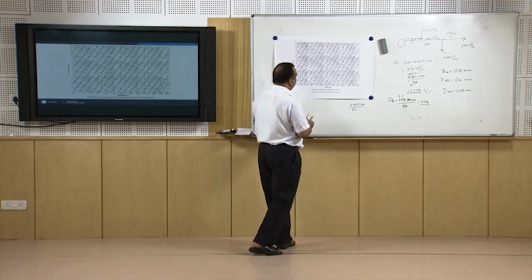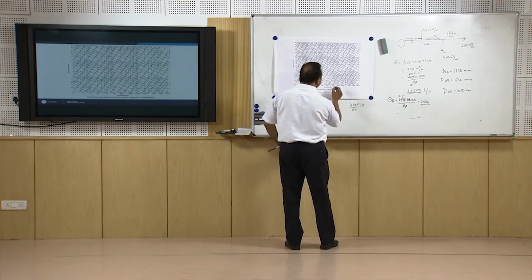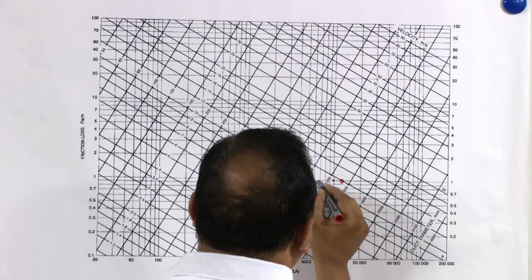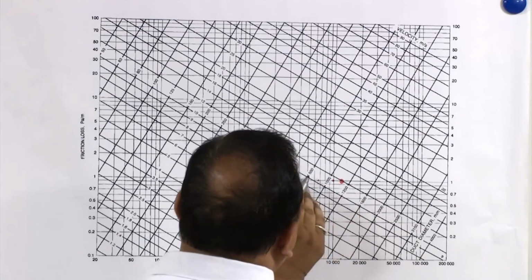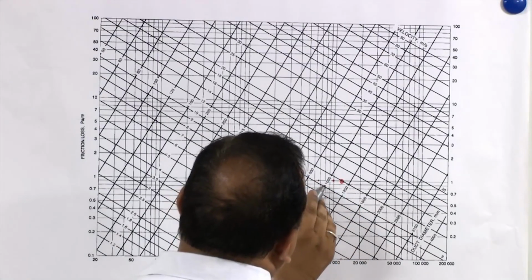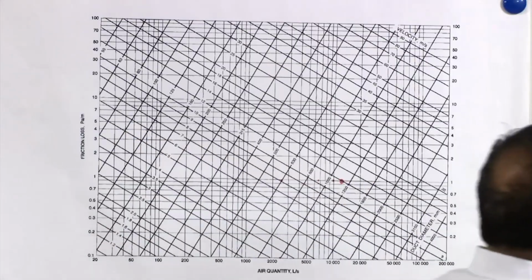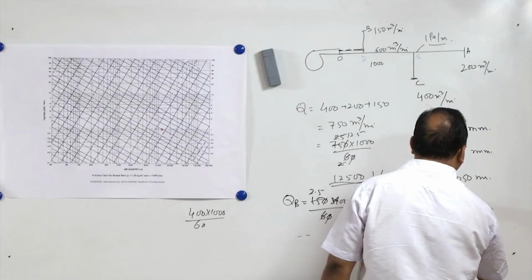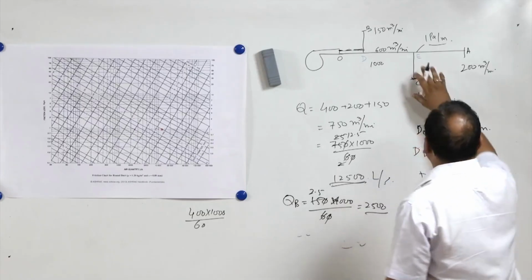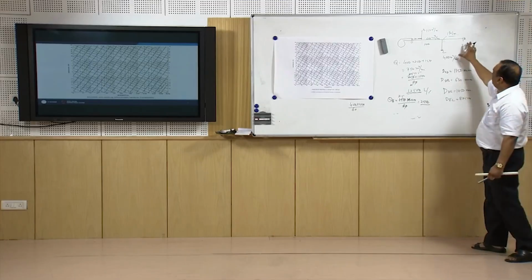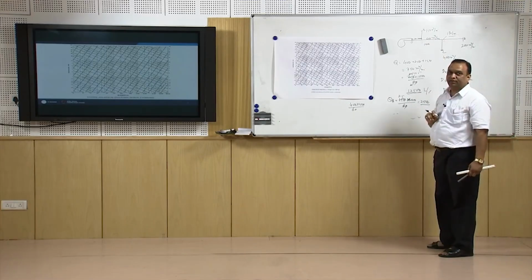6666. So 6666 will come somewhere here, and then we'll get a diameter. This is 800 and this is 1000, so it is going to be 875 mm. So DEC is 875 mm. Likewise, we can calculate all the diameters. So diameters of all the ducts can be calculated in this way.